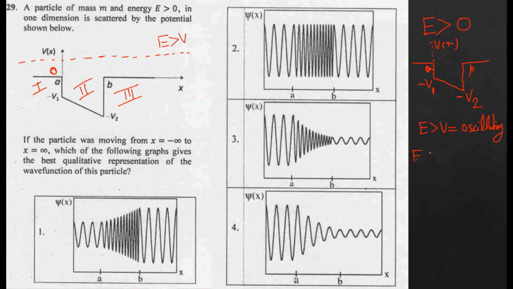And for E less than V, the wave function will be decaying. You can derive how the wave function is oscillating using the Schrodinger wave equation. Let's move toward the next slide. So you have the Schrodinger wave equation, which is, plus V(x) psi is equal to E psi. This is your Schrodinger wave equation.